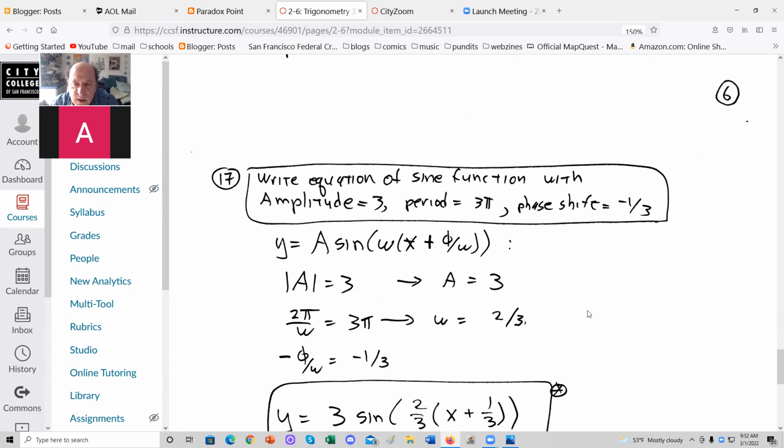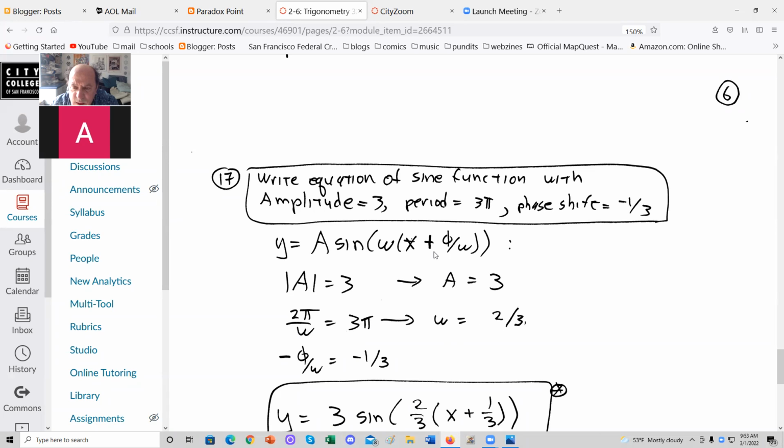Here we go the other way around. Given amplitude, period, and phase shift, write the equation of a sine function. So y equals a sine of omega times x plus phi over omega. The absolute value of a is 3. Well, really, I should say it's plus or minus 3. Maybe you should verify that. 2 pi over omega is 3 pi. So after a little bit of transposition, omega is 2/3.